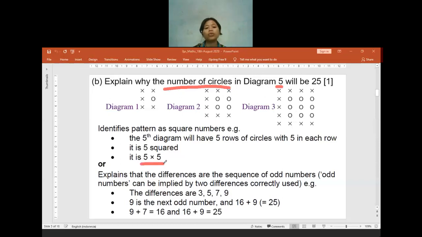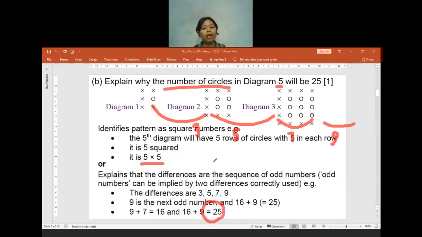Or maybe you want to find the difference from the first diagram to the second diagram. The difference is 3. From diagram 2 to diagram 3, the difference is 5. So it means later if I find diagram 4, the difference will be 7. After that, another difference, the difference will be 9. So that's why in total it will be 25 circles.